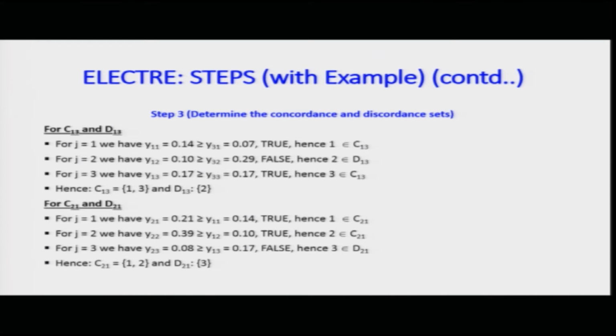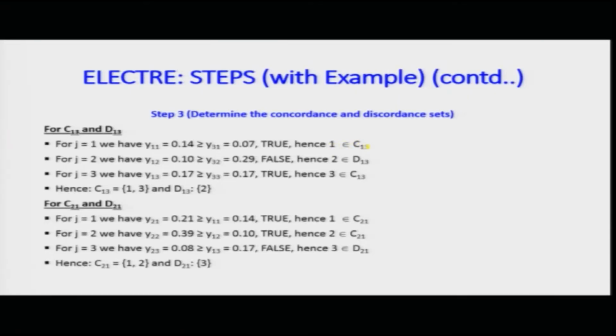For j = 1, I will not read it in detail, I will just mention the important points. For j = 1, 2, 3, the values are true, true, false, true. So, I request, as I showed, that you write the values which were there in the Y matrix and then compare. Once you have this, 1 will go into the concordance set, 2 will go into the discordance set, sorry, and 3 would go into the concordance set. So, the concordance set is 1 and 3, the discordance set is 2.